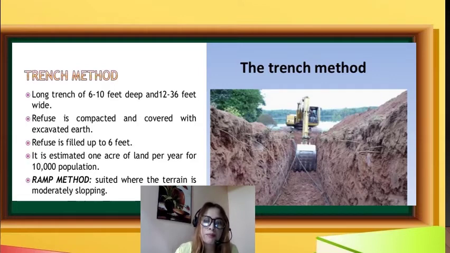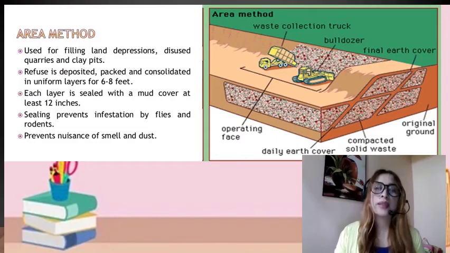Next is the ramp method, suited where the terrain is moderately sloping. The next method is the area method. It is used for filling land depressions and disused quarries and clay pits. So they converted this one.